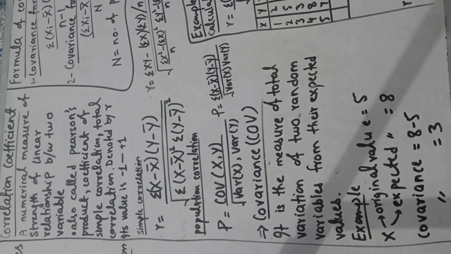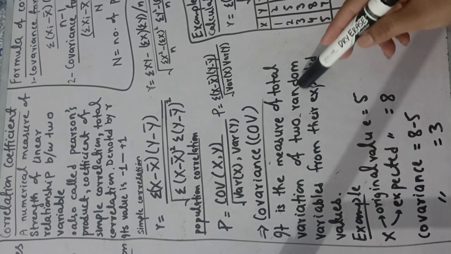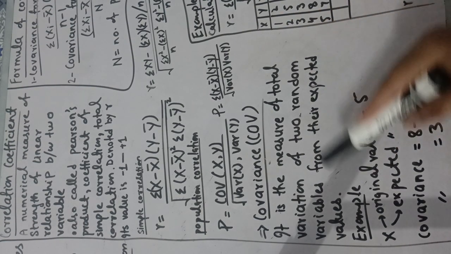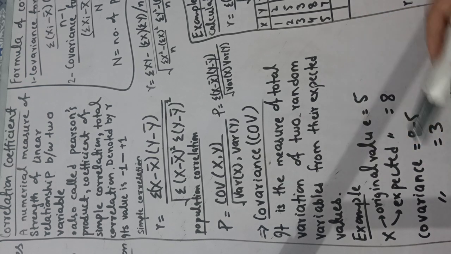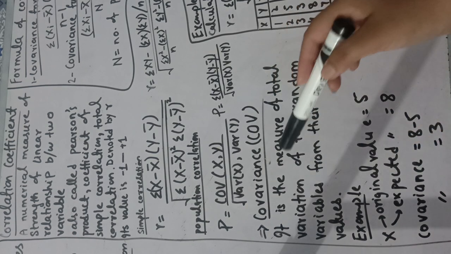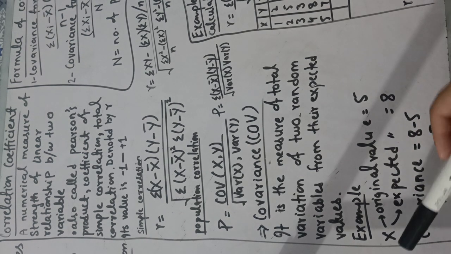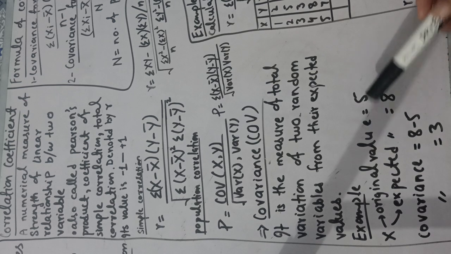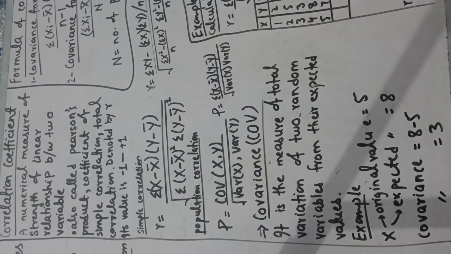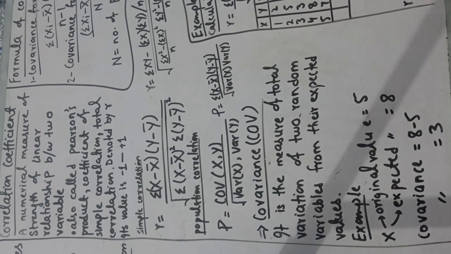So let's discuss what covariance is. COV is the measure of total variation of two random variables from their expected values. Let's see an example, and then you will clearly understand the definition. You are given x whose original value is 5, and you expected its value to be 8, but the original value is 5.